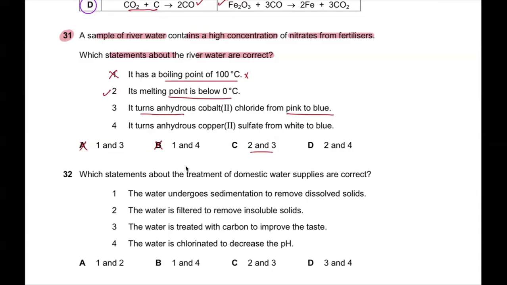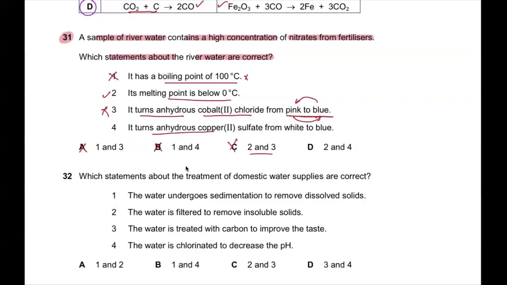It turns anhydrous cobalt chloride from pink to blue, isn't it? It's blue to pink. So the third statement is wrong. So if the third statement is wrong, C goes wrong. It turns anhydrous copper sulfate from white to blue. Yes, that is correct. So statements 2 and 4 are correct. So D is our correct answer.